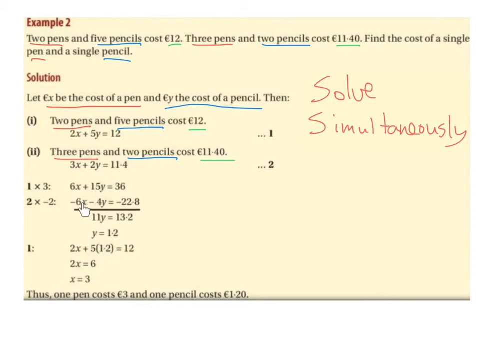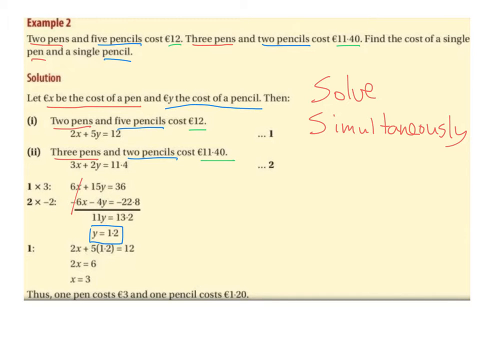So now our X's have the same coefficient in front, and one is a positive and one is a negative, so they cancel out. The X's cancel, which is what we want. So now we have 15Y minus 4Y is 11Y, and 36 minus 22.8 is 13.2. Then to get the Y on its own, we're going to do 13.2 divided by 11. It's going to be 1.2. So Y is equal to 1.2.